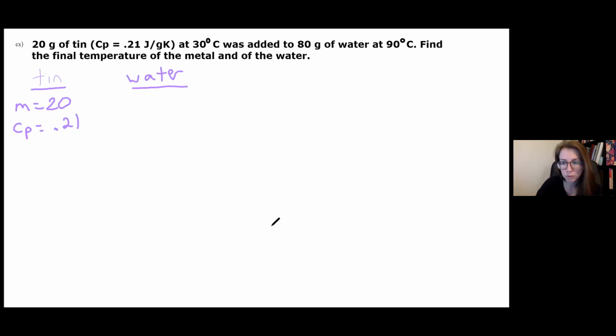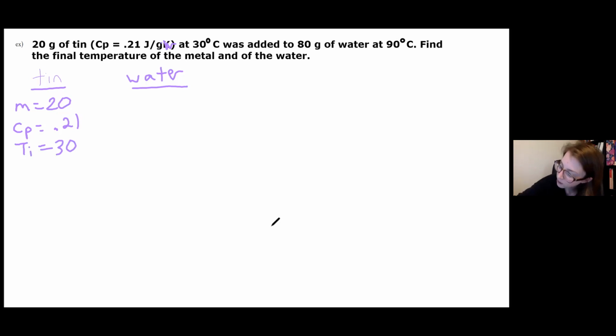Just because it says joules per gram Kelvin, it does not mean I need to change anything to Kelvin. Again, we're using change in temperature. So the difference in two kelvins and the difference in their two equivalent Celsius values is going to be exactly the same. So the fact that it says Kelvin, whatever, you can pretend it's Celsius. At 30, that's an initial temp.